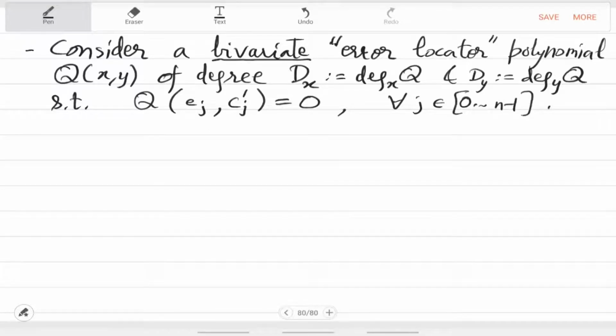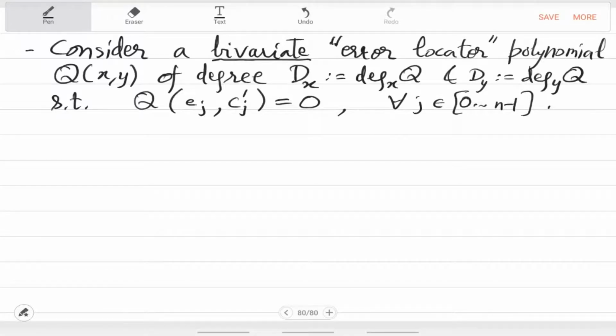Yeah, so this is just a curve that passes through all these points that Bob has received. Right? So, Bob has received Ej comma Cj prime. So, this is just kind of the curve that fits whatever Bob received. So, you do not really see what errors it is capturing, right? The definition is very different from what you saw before.